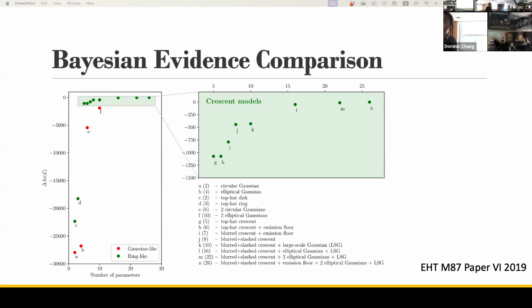What are these two down there? Do you know? Oh, this is just a circular Gaussian, and this is a top hat. So just low emission and then big emission. And the top hat disk is essentially the top hat that you punched out in the middle of it. So just a flat disk. Okay. Yeah, a flat annulus. Sorry. Yeah.